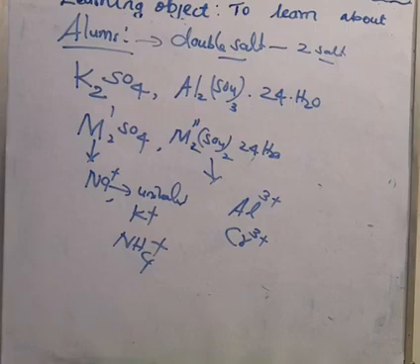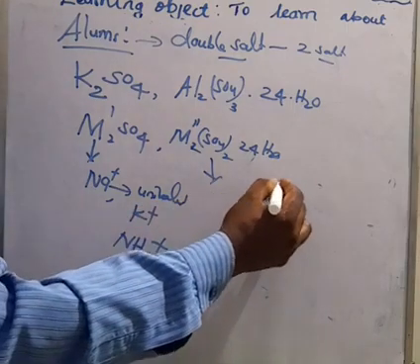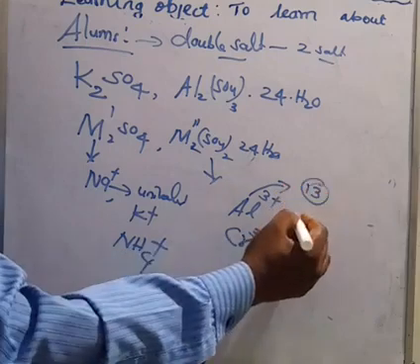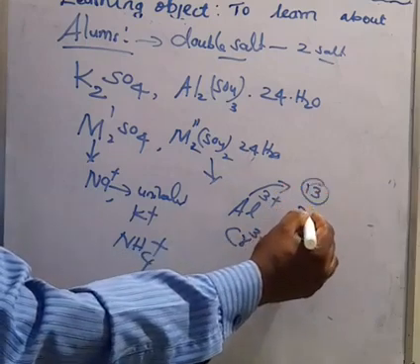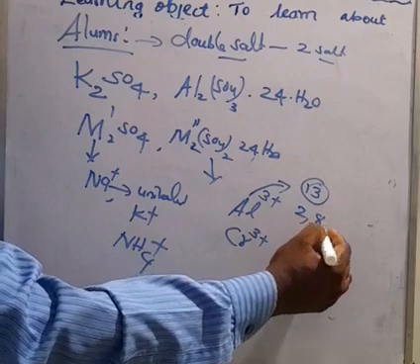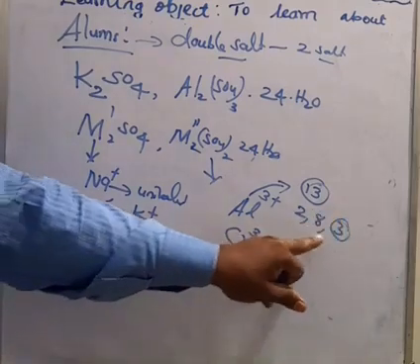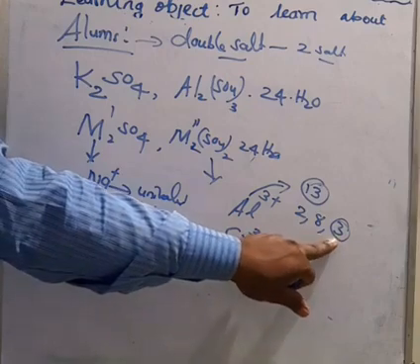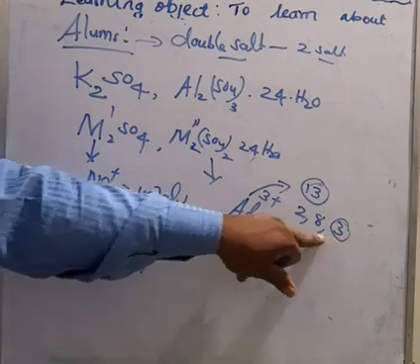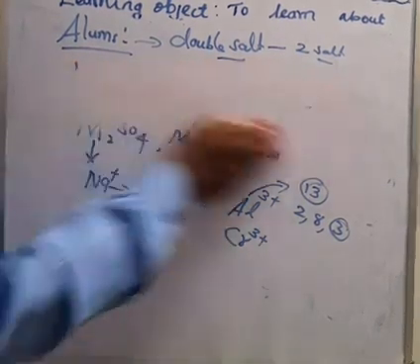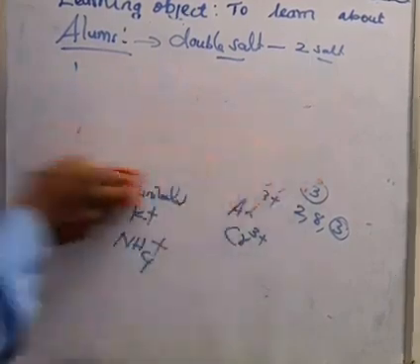For example, aluminium 3+. What is the atomic number of aluminium? Aluminium is 13. Am I right? In the first shell we can accommodate 2 electrons, in the second shell 8 electrons. So 2 plus 8 is 10. What's the remaining? 3+. The aluminium can lose 3 electrons. Am I right? So 3+. Chromium can also lose 3 electrons. Sodium can lose 1 electron, so it becomes univalent.